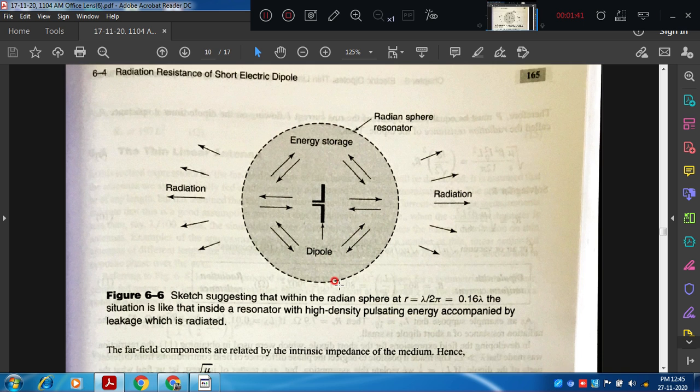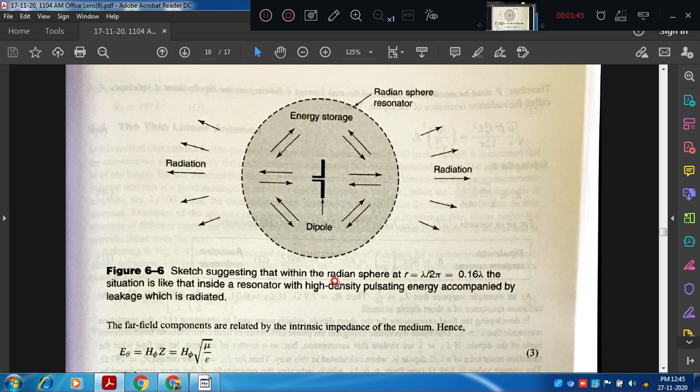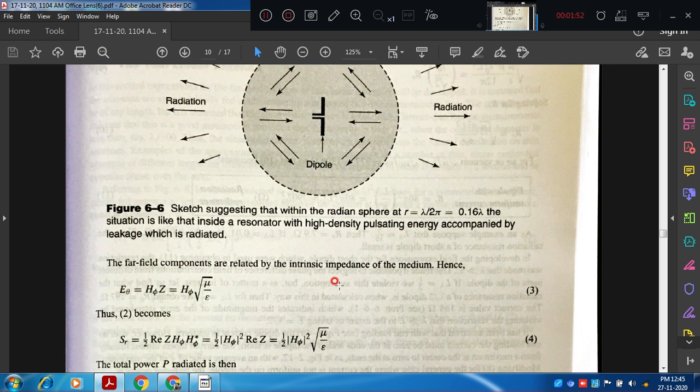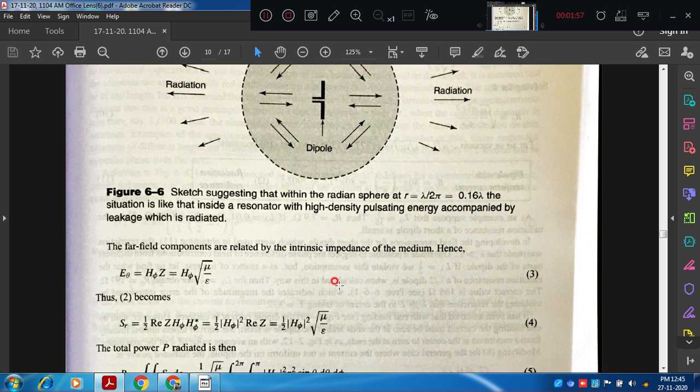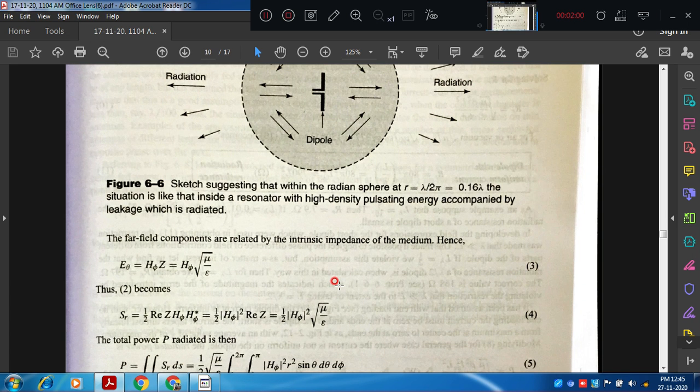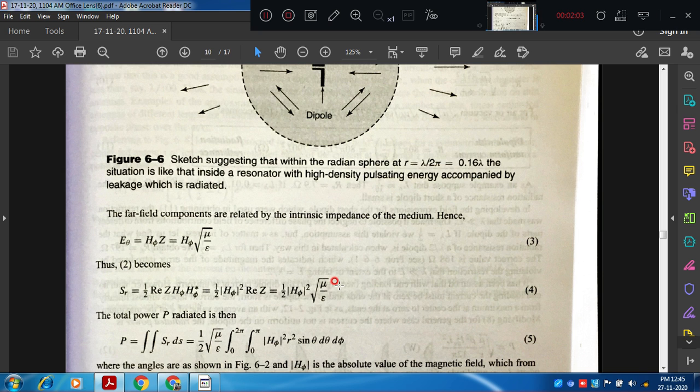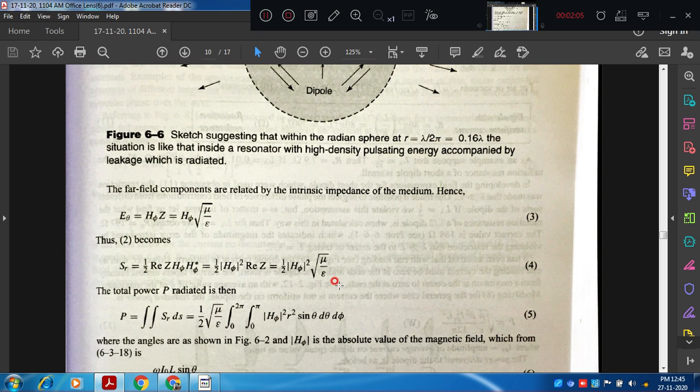So now let us calculate the radiation resistance of such a short dipole. Within that range, that is the 0.16 lambda sphere, the far field components are related by the intrinsic impedance of the medium. Hence E theta is equal to H phi Z, where Z is equal to square root of mu by epsilon. So S_r is equal to half the real part of Z H phi H phi star, that is 1 by 2 times the magnitude of H phi squared times the real part of Z. You can rewrite this as half the magnitude of H phi squared times square root of mu by epsilon.